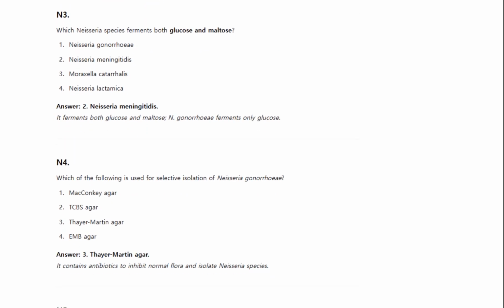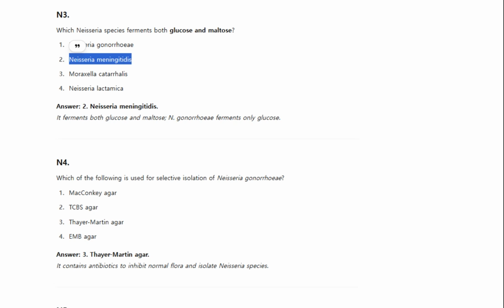N3. Which Neisseria species ferments both glucose and maltose? 1. Neisseria gonorrhoeae. 2. Neisseria meningitidis. 3. Moraxella catarrhalis. 4. Neisseria lactamica. Answer: 2. Neisseria meningitidis. It ferments both glucose and maltose. N. gonorrhoeae ferments only glucose.